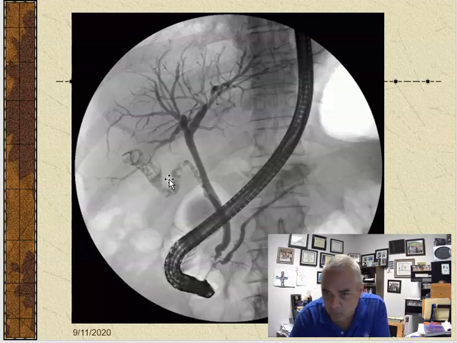Because with this many stones, the only way to get them out of there is probably we're going to have to go in and cut the bladder open surgically and extract the stones and then close it back up. And the patient's probably just going to develop the stones again. They're going to keep coming back. Some people just have a propensity for growing gallstones.